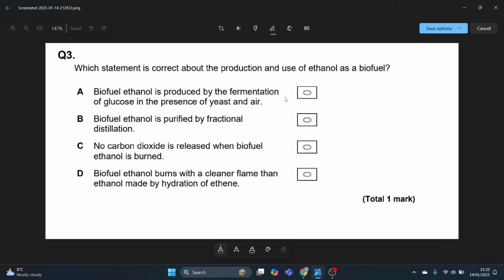Question 3. Which statement is correct about the production and use of ethanol as a biofuel? Biofuel ethanol is produced by the fermentation of glucose in the presence of yeast and air. It's purified by fractional distillation. That is true. No carbon dioxide is released. No, there is some carbon dioxide released. Burns with a cleaner flame. No. So the answer is B.